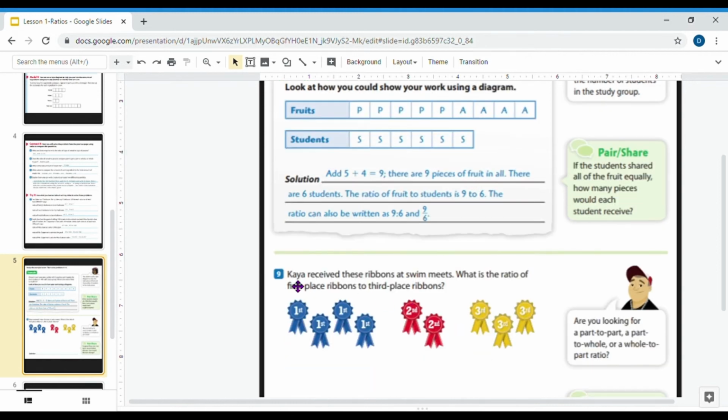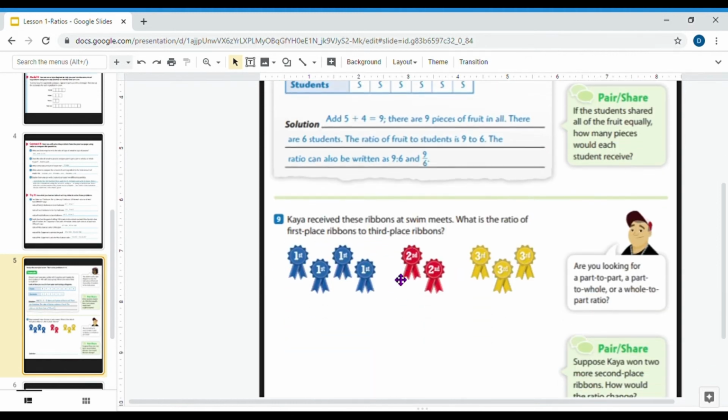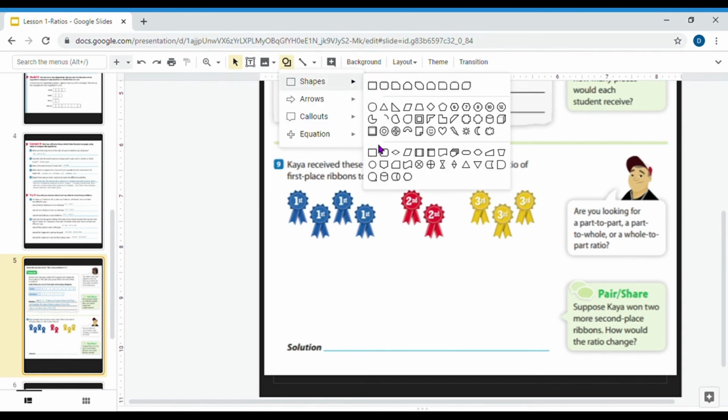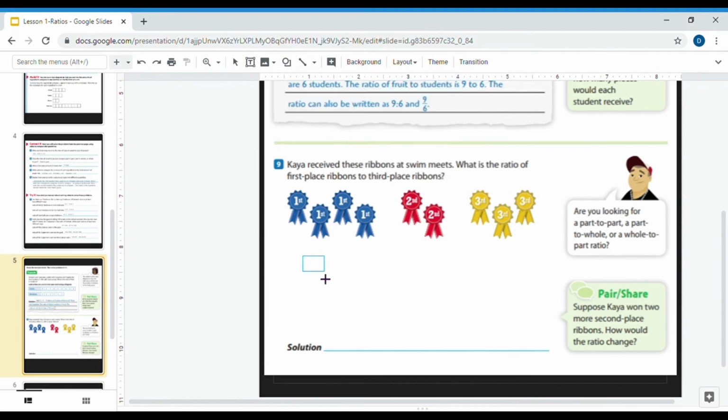All right. It says Kaya received these ribbons at swim meets. What is the ratio of first place ribbons to third place ribbons? So if we wanted to draw the tape diagram, we could use shapes. And I could draw first place ribbons. There's a ribbon. Here are my first place ribbons. And there are my third place ribbons. So I can have a tape diagram. I know that it's probably a lot easier just to write this, so just draw whatever you can on your paper.